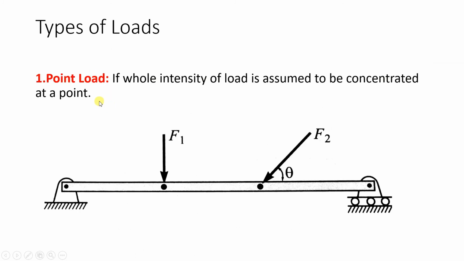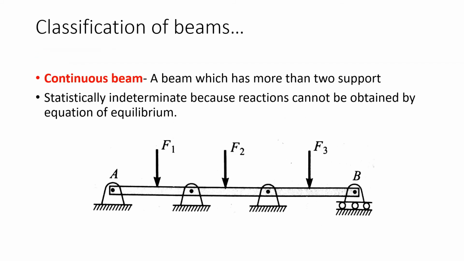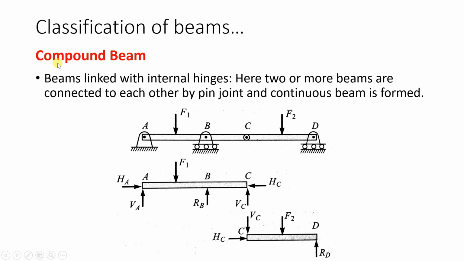Next, we have completed the types of beam. What are the types of beam? First type we have seen, simply supported beam. Second type, simply supported beam with overhang. Third type, cantilever beam. Fourth type was continuous beam, and fifth type, compound beam.